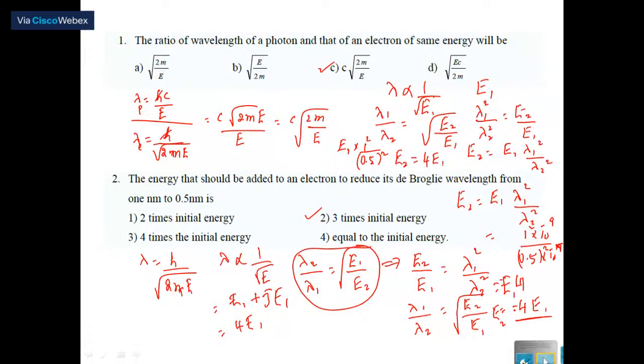The final energy of the electron should be equal to 4 times the initial energy. Already the initial energy is E1. How much more has to be added in order to become 4E1? That is 3E1. So E2 is equal to E1 plus 3E1. If I add 3 times the initial energy, then the final energy becomes 4E1, and then the wavelength reduces to 0.5 nanometer. I hope I have made it clear. Well, the next one.